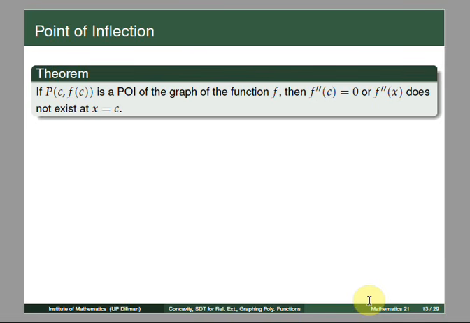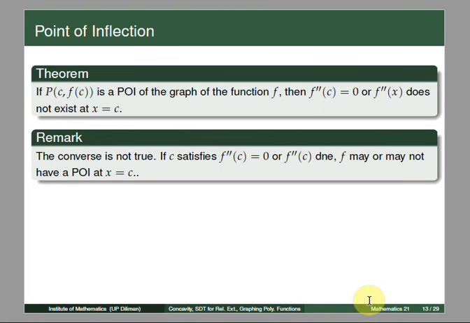We present this in the next theorem. If the point P with coordinates (c, f(c)) is a POI of the graph of the function f, then f double prime of c is equal to 0 or f double prime of c does not exist. As a remark or warning, the converse of this theorem is not true. That is, if f double prime of c is 0 or f double prime of c does not exist, f may or may not have a point of inflection at x equals c.